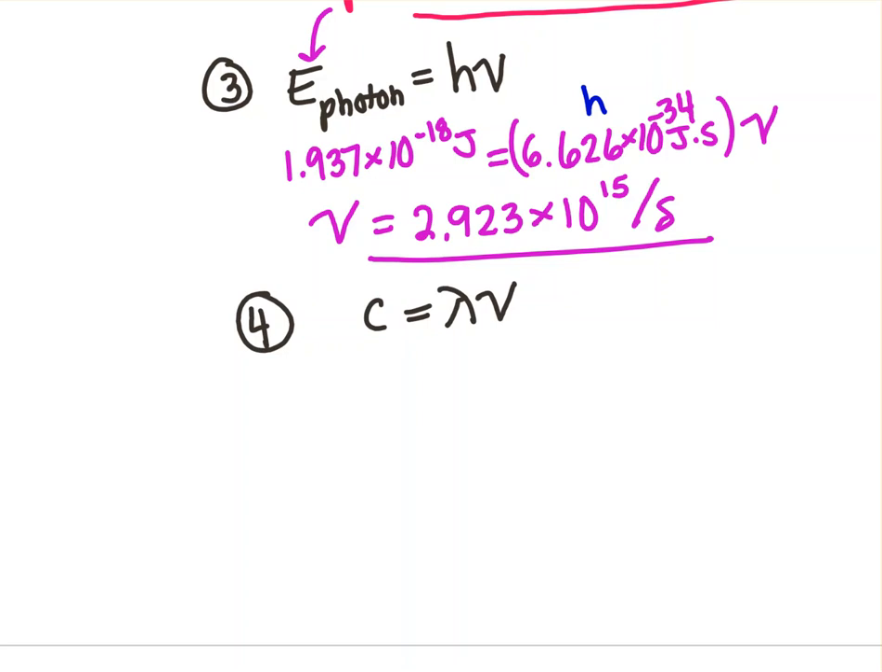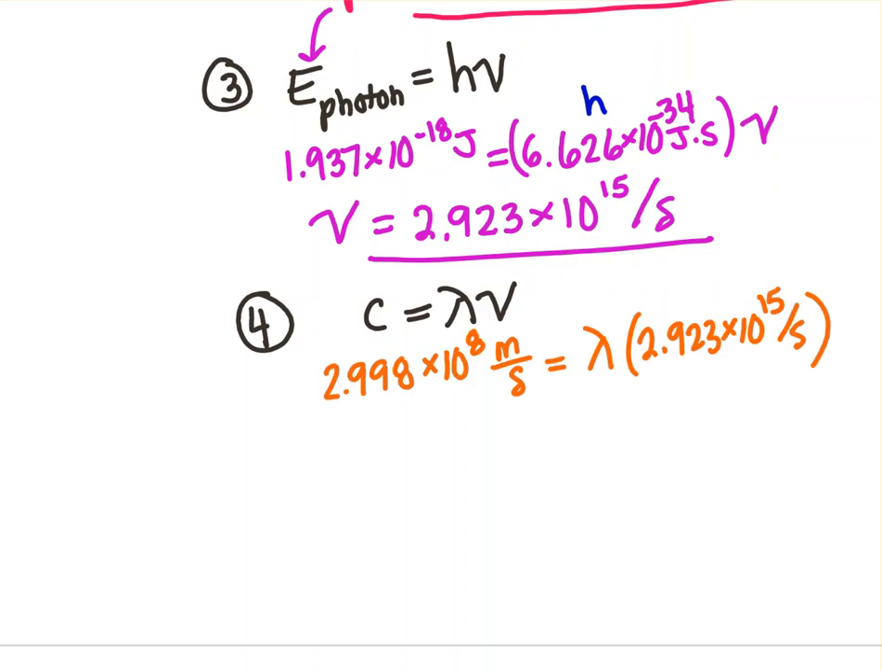This next equation will give us the wavelength. C is the speed of light, another constant. Wavelength is what we're looking for now, and frequency we'll just plug in from there. So again, this is the speed of light, a constant. This is our frequency from above. I'm going to take that and divide it by my frequency. My units, the per second, the second on the bottom will cancel out, and my wavelength will come out in meters.